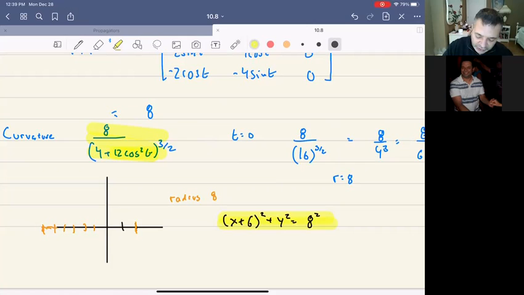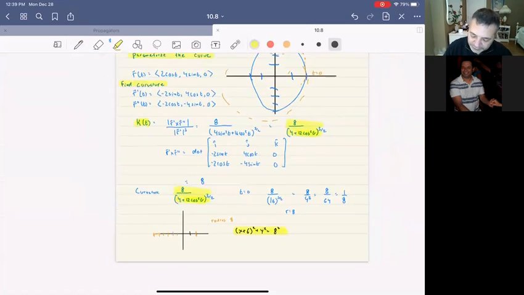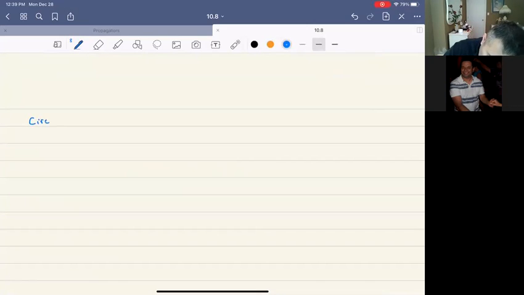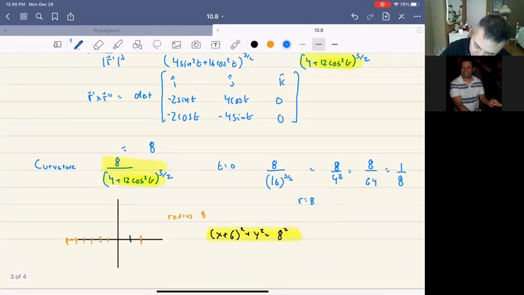Okay, let's go to the next page for the next one. So we're going to take a circle, again touching at (0, 4), with a radius we haven't found yet, but our curvature is going to be 8 over whatever this is at t equals pi over 2.